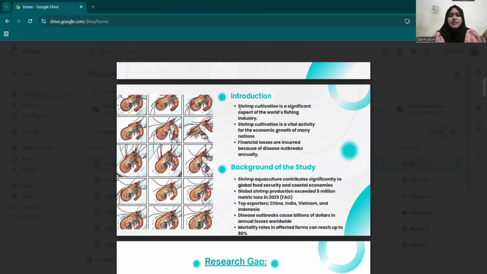And the introduction part is, shrimp cultivation is a significant part of the world fishing industry. Shrimp cultivation is a vital activity for the economic growth of many nations. Financial issues and losses are incurred because of disease outbreaks annually.